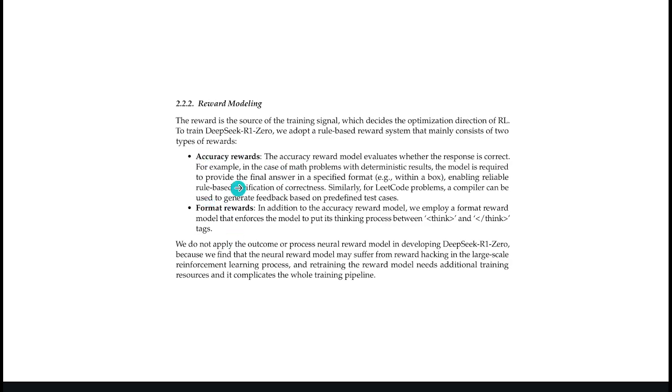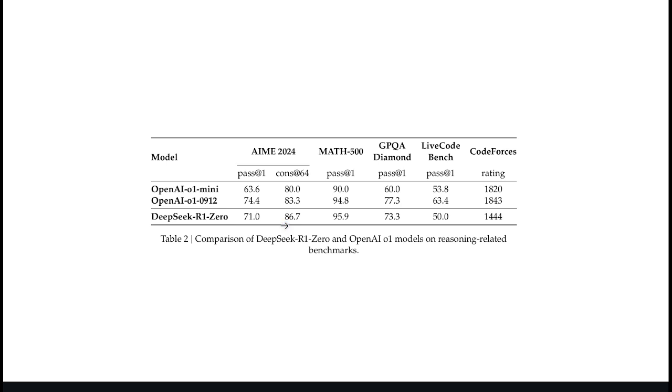Also, it has two different kinds of reward. It turns out, at least as stated, that the result is very good. So DeepSeek R1-Zero achieved a very high score, considering it is compared with OpenAI's o1 model, which is much slower and larger, and it has a similar, comparable score.